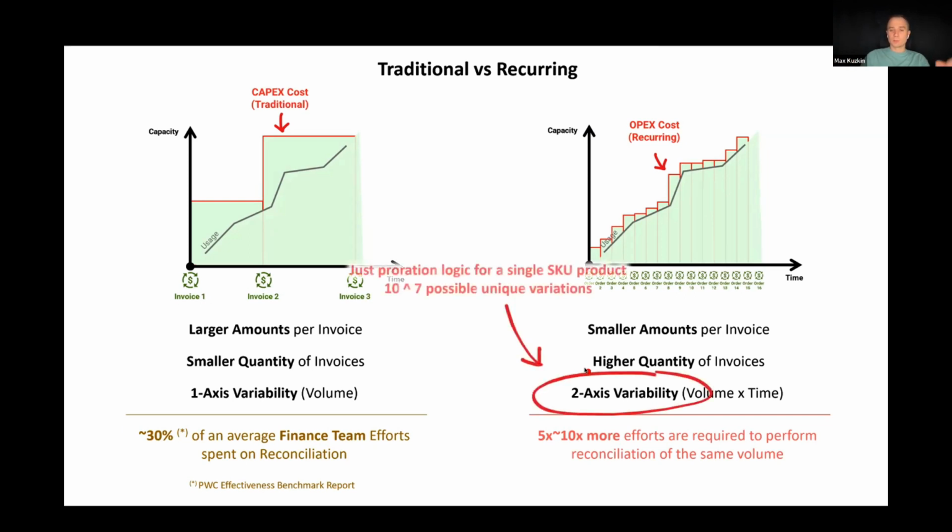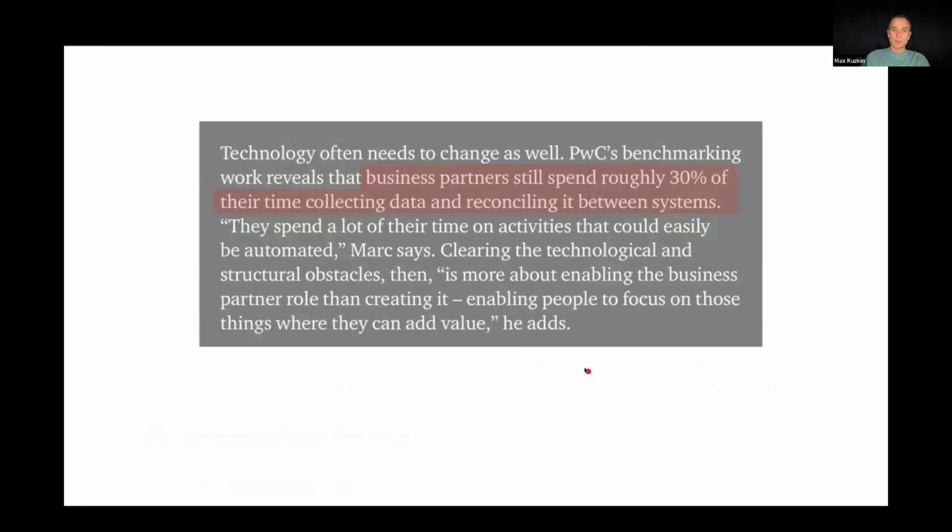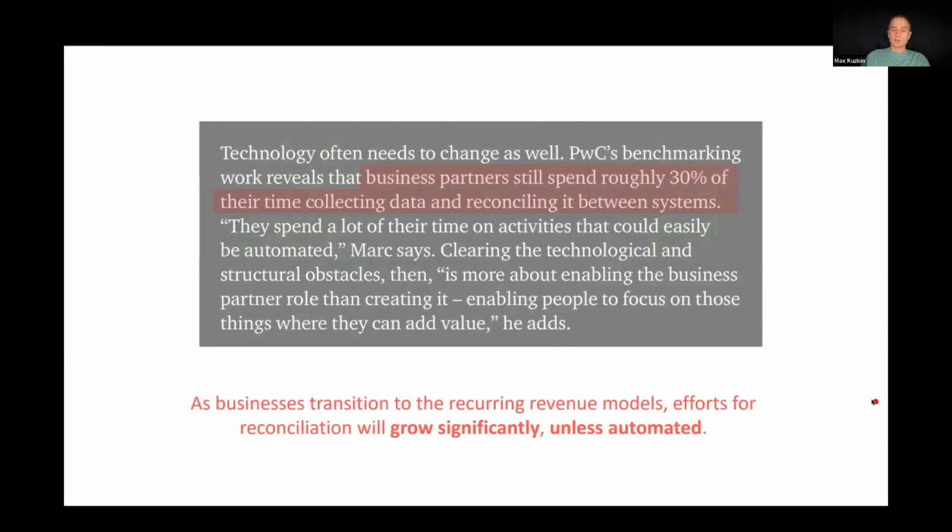And one of the reasons why it happens that way is that the proration logic alone adds a huge number of possible variations and treatments of revenue and cost lines for them. So again, probably you don't need to remember all that, but as a conclusion that we want to make here, and a very important one, is that as businesses transition to recurring revenue models from traditional ones, their reconciliation efforts grow significantly unless automated, right?